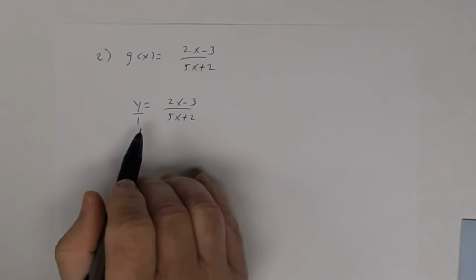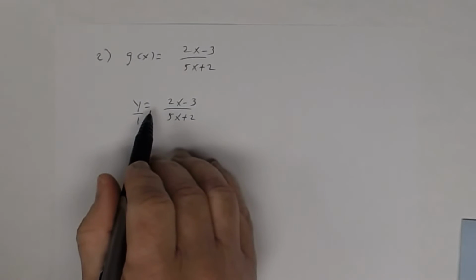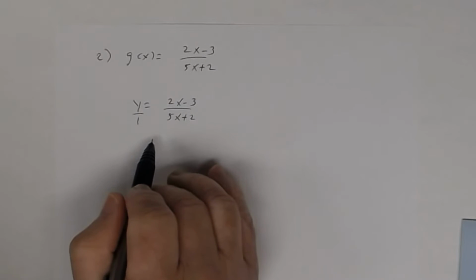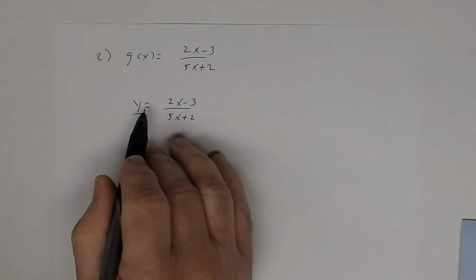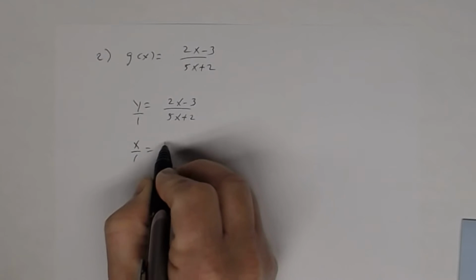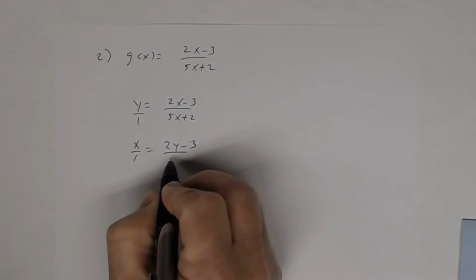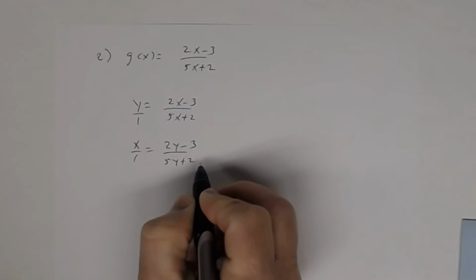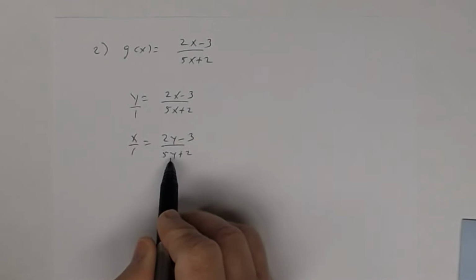So remember, inverse functions are symmetrical about the line y equals x. So y equals x, x equals y. All right, so I get x divided by 1 equals (2y minus 3) divided by (5y plus 2). So to get y by itself, now we've got to solve for y.